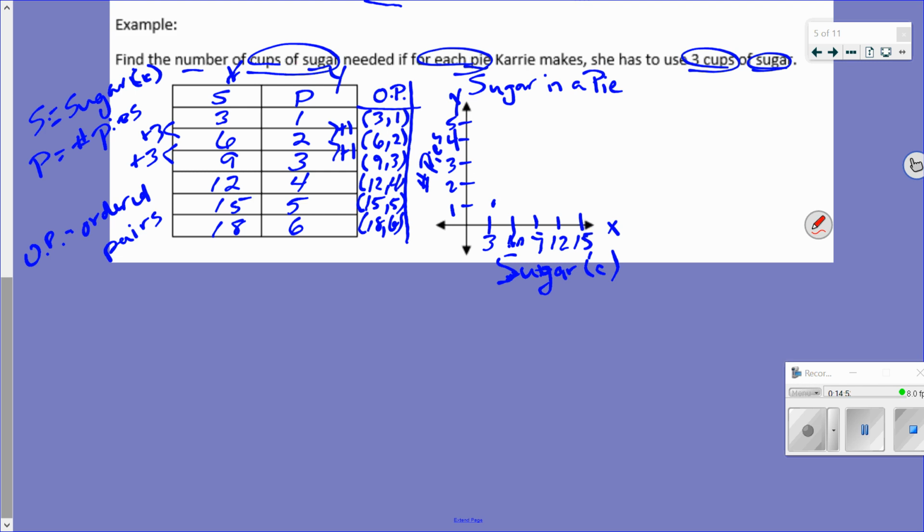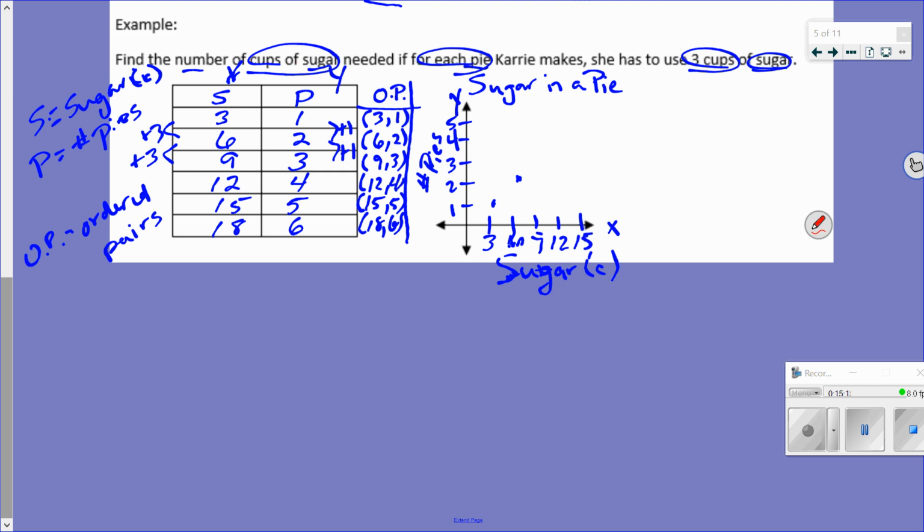Then, guess what I'm going to do? What do you think I'm going to do, Lori? Go back to origin. Then my next one, I'm going to go to 6, and then up to 2, and then I make my dot. Now, do you want to guess what I'm going to do, Lori? It is Lori, right?